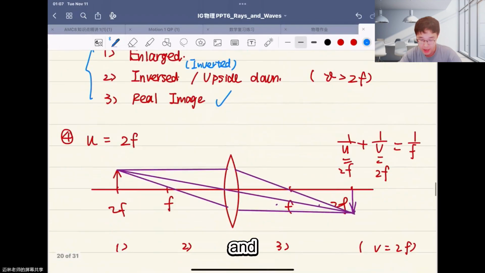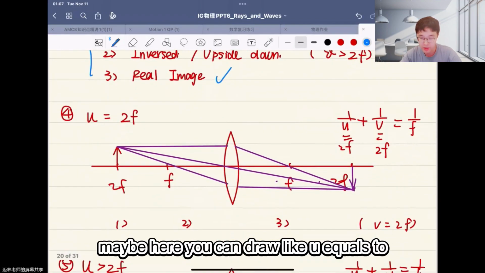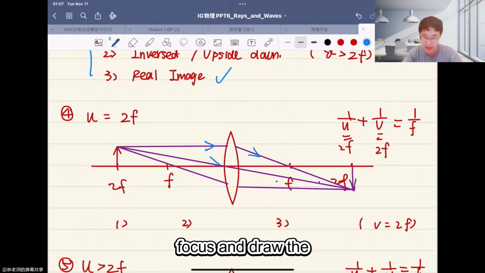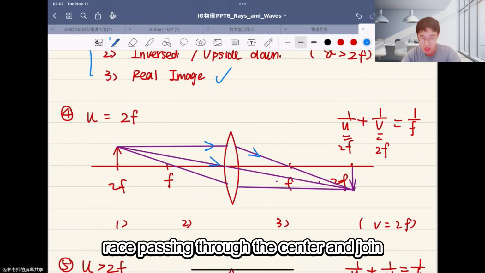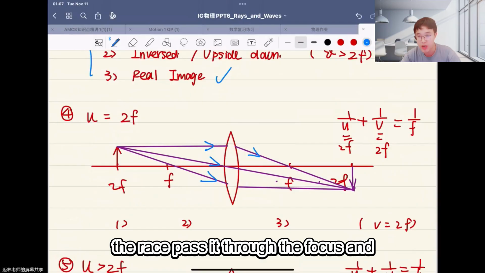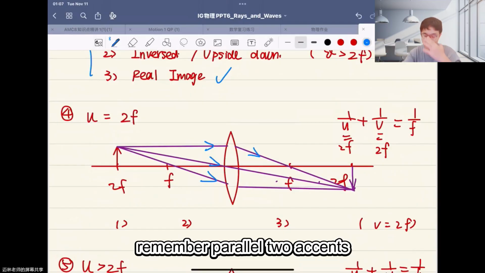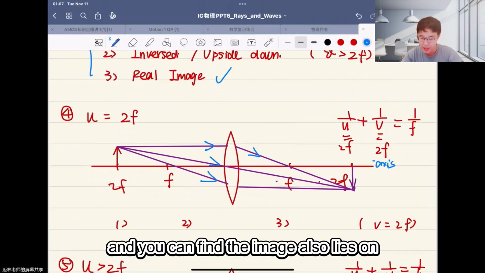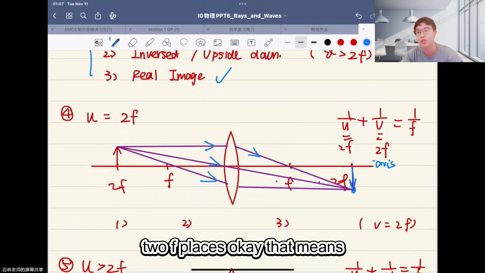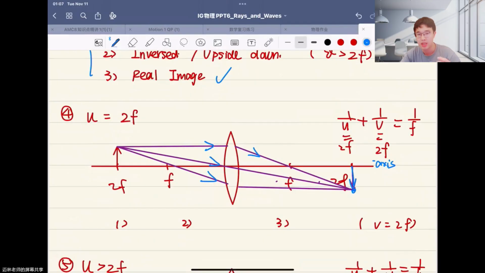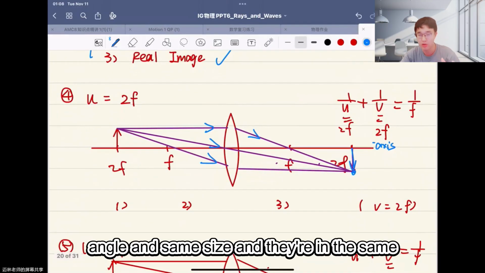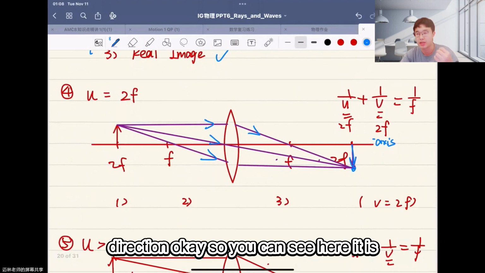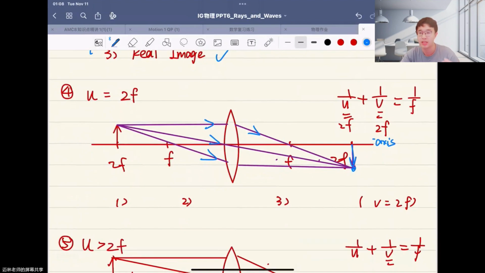And maybe here you can draw u equals 2f. You draw a parallel ray and pass it through the focus, draw the ray passing through the center, and draw the ray passing through the focus and becoming a parallel ray. Please remember, parallel to the axis. The center is the axis. And you can find the image also lies at 2f, with the same angle, the same size, and in the same direction. So you can see here it is inverted, the same size, and it is a real image.